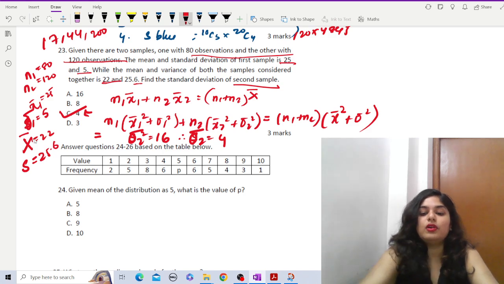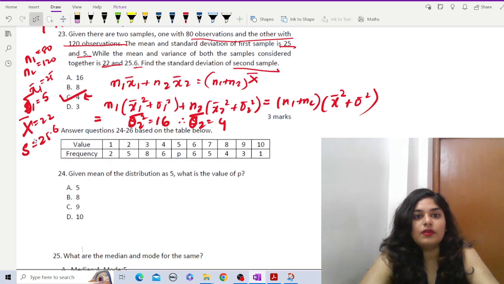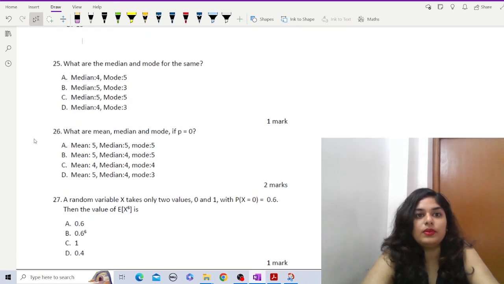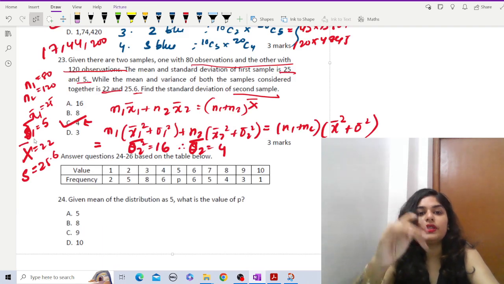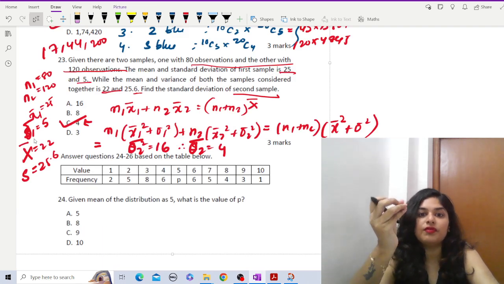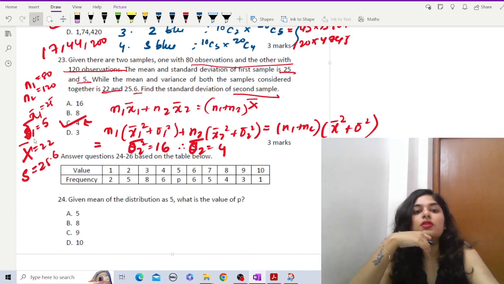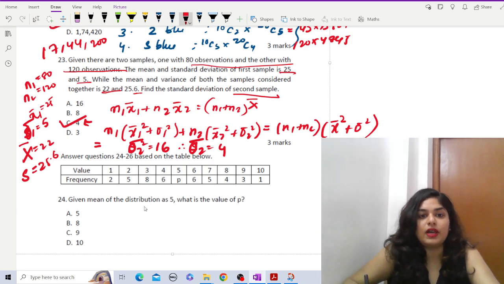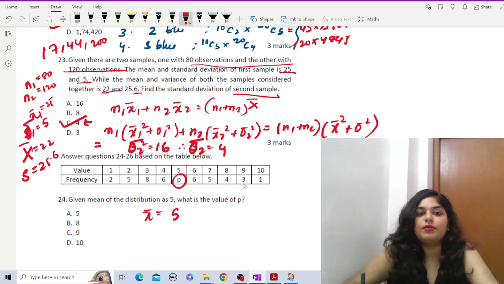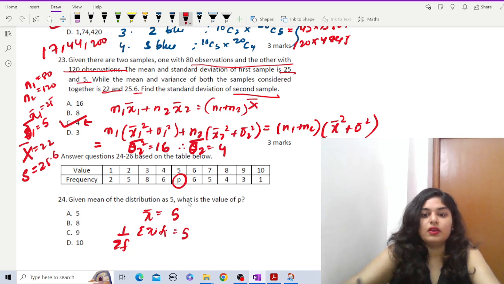Okay, moving on to the next question. We are given a table and we have to solve questions 24 to 26 using the given table. We are given values and the frequencies. Given the mean of the distribution as 5, what is the value of P? We have to find the missing frequency. So we know 1 by summation f, summation xi fi is equal to 5.